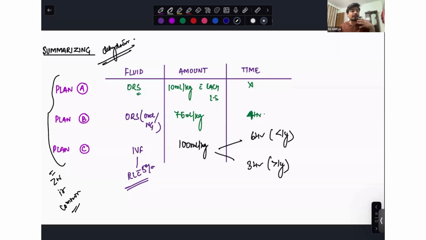Now, a lot of you are asking me about the Holiday-Segar formula. What is this Holiday-Segar formula? This is the reason why you guys can get confused.